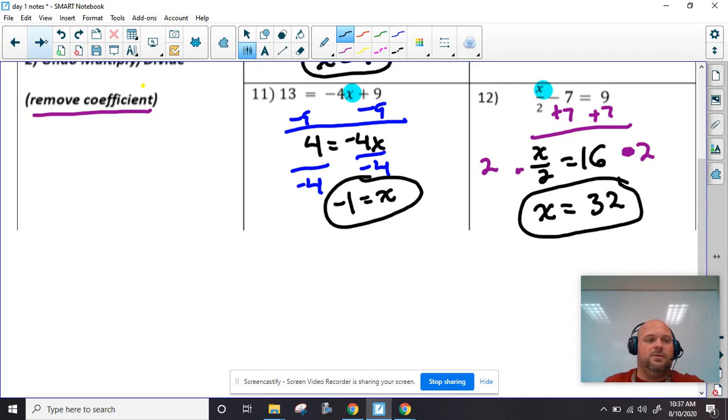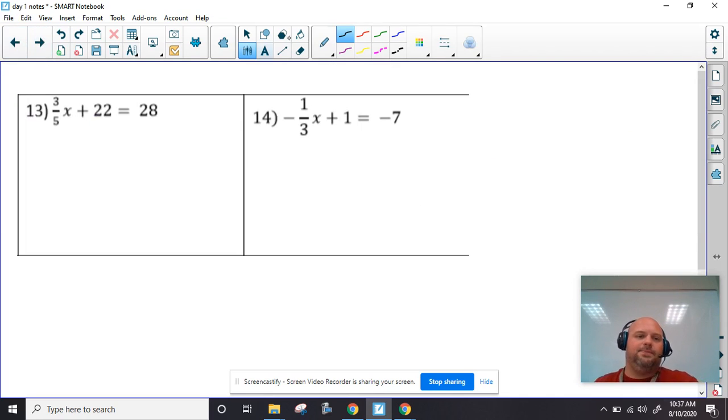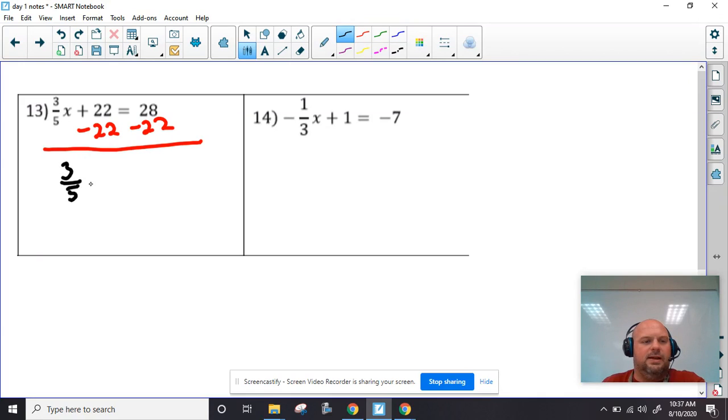All right, let's move on to the next slide. A little bit more difficult ones? Not really. Okay, so I'm going to subtract 2 from both sides. 3 over 5 x equals, all right, this ends up being 6.